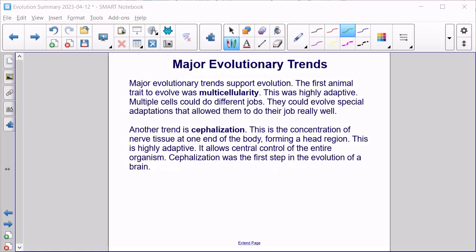Major evolutionary trends. Major evolutionary trends support evolution. The first animal trait to evolve was multicellularity. This was highly adaptive. Multiple cells could do different jobs. They could evolve special adaptations that allowed them to do their job really well. Another trend is cephalization. This is the concentration of nerve tissue at one end of the body, forming a head region. This is highly adaptive. It allows central control of the entire organism. Cephalization was the first step in the evolution of a brain.